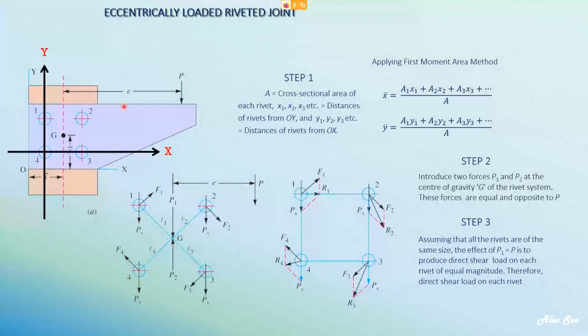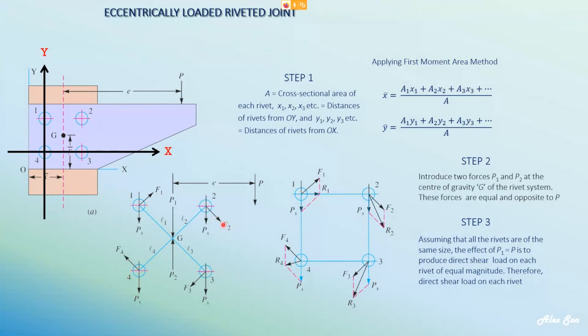Primary shear is when this plate here slides vertically downwards. So that is why you have P1, P2, P3, and P4. Secondary shear load, you will have F1, F2, F3, and F4, or you can name it as S1, S2, S3, and S4. So you can see here, these are all secondary shear loads.